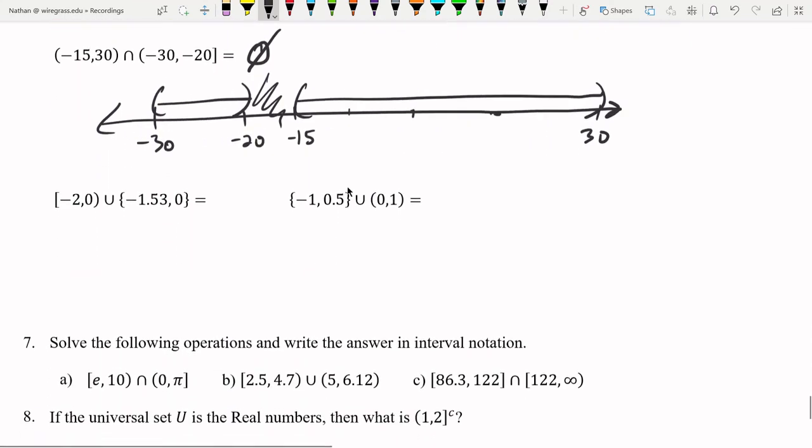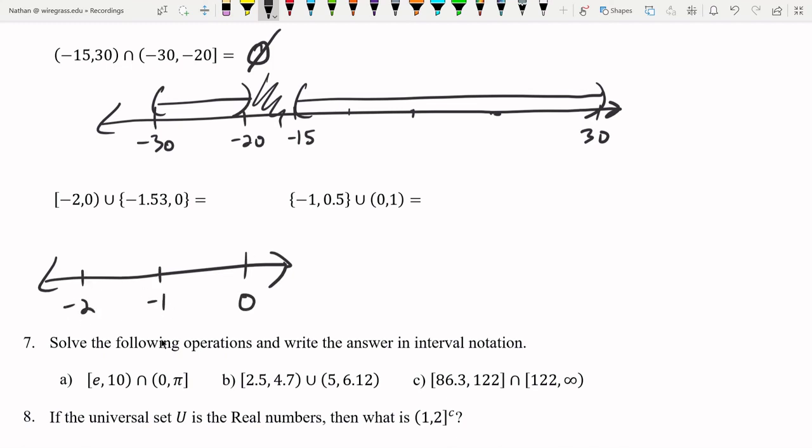Okay, a couple more unique ones. This first one says, what's the union between -2 and 0? And then we also have these two things here. So let me do 0, -1, -2. So this first set is -2 to 0. And the second set is a set, not an interval, because of the curly braces there, which means it's the set of two elements, -1.53 and 0. So -1.53, that's just about here, and 0 is right here.